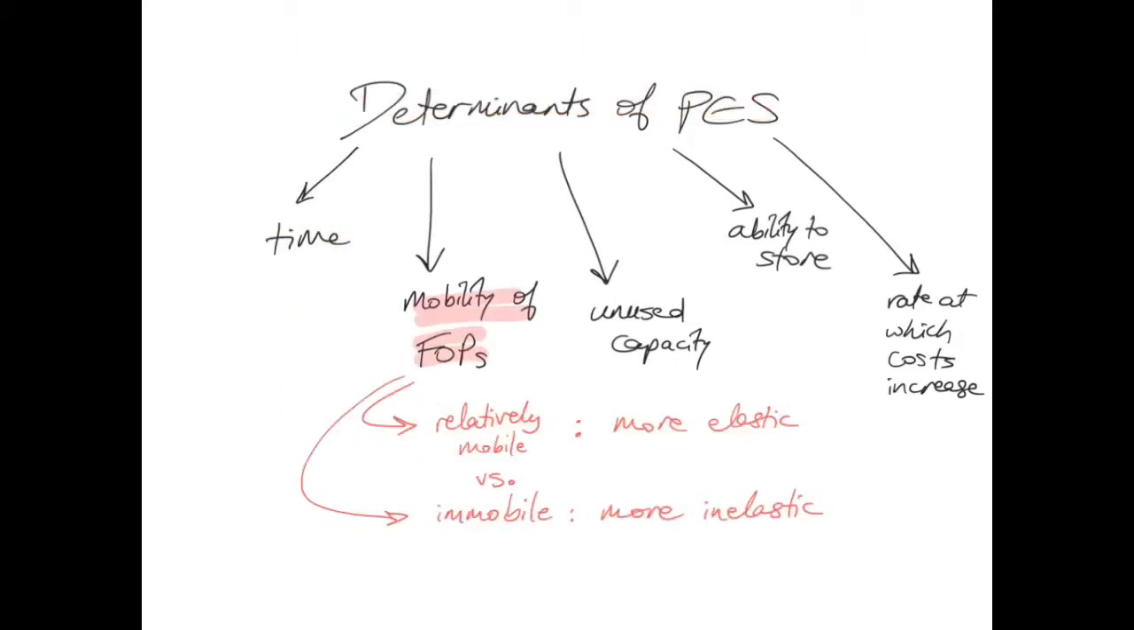The second determinant is the mobility of the factors of production. If the factors of production are relatively mobile and can be easily moved from the production of one product to another product, for example, supply will tend to be more elastic. But if they're very immobile, if it's not easy to switch factors of production between the production of different goods, supply will be relatively inelastic. So the more mobile the factors of production are, the more elastic supply will be.